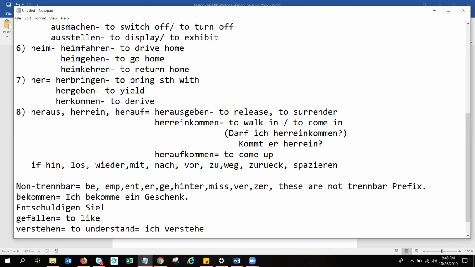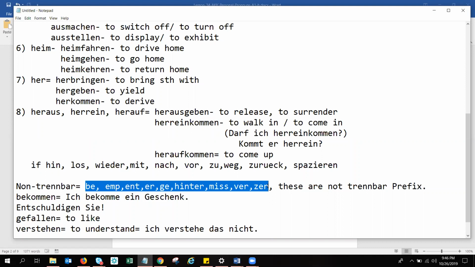I didn't understand that. Okay, so whenever you have these prefixes in a verb, this will not be a trennbar verb. So you don't have to write these prefixes at the end. It will be with the verb. Okay, so these are the prefixes of trennbar verbs.